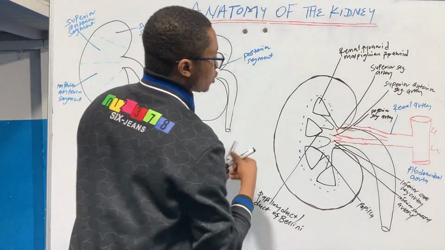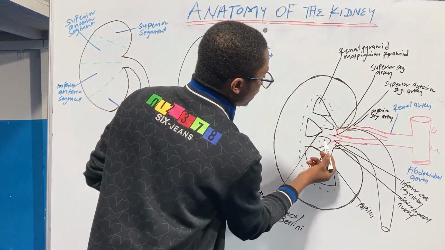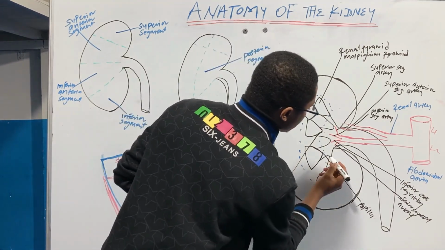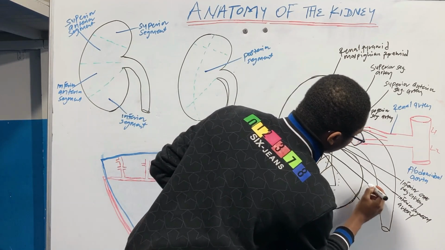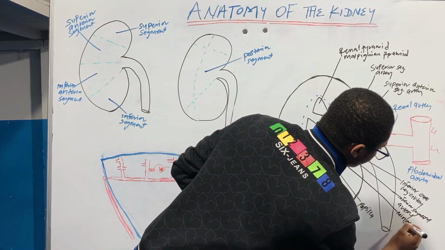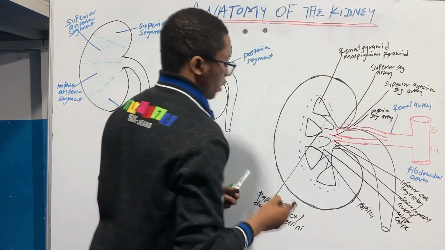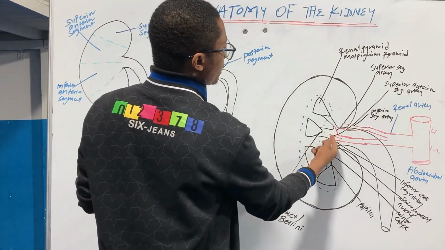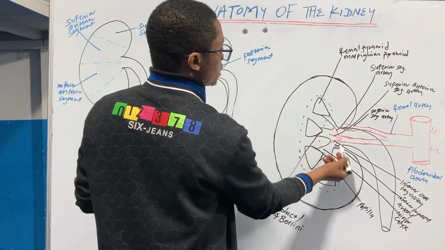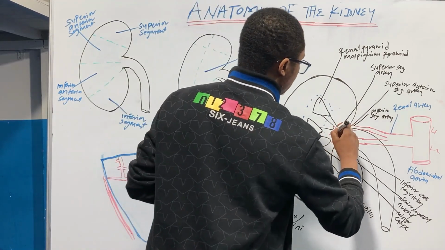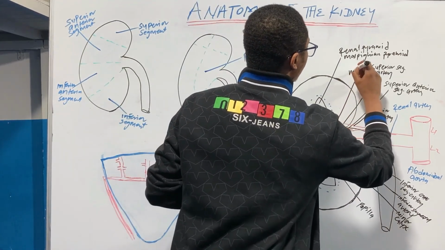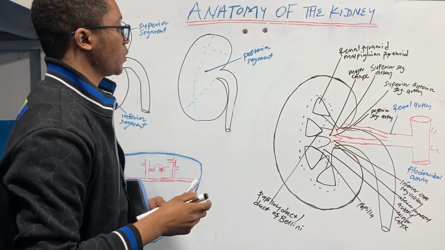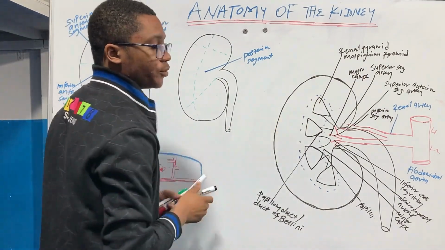Now it continues into the minor calyx, which means here is the minor calyx. These are the minor calyces. Let me quickly label here as the minor calyx. The minor calyx continues into the major calyx. So here is the major calyx. This area is the major calyx. So let me label here as the major calyx. All right, so this is the renal pyramid.